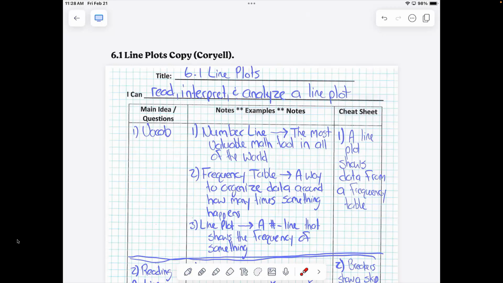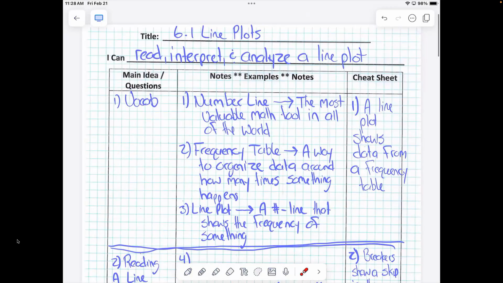We just finished talking about line plots and frequency tables. I have several questions. Can you read line plots? Can you understand what they're trying to tell you? Can you even make some decisions about what the line plots mean? Do we like number lines? Well, I do. They're pretty important tools.